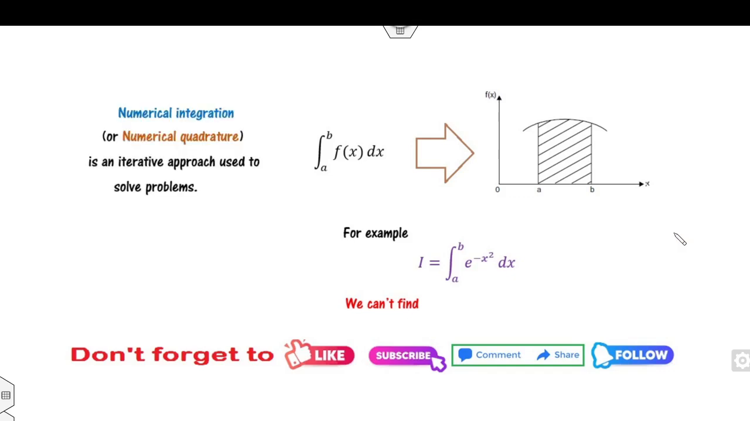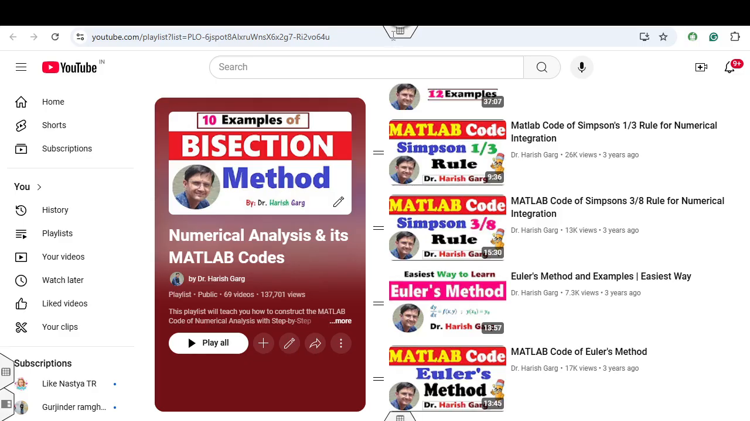So the numerical integration is an iterative approach which is used to solve problems where the analytical methods fail. There are several numerical integration methods, named the trapezoidal rule, Simpson 1/3 rule, Simpson 3/8 rule and so on. The theory lectures related to them you can see in this playlist.